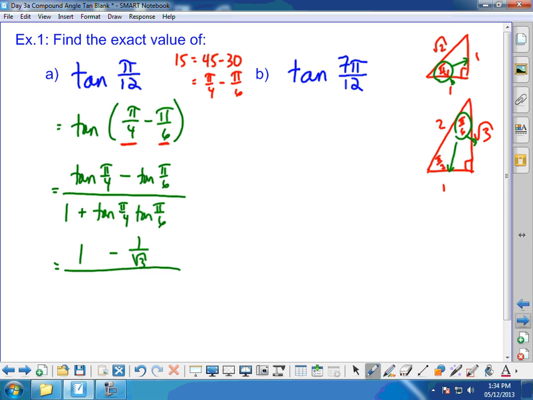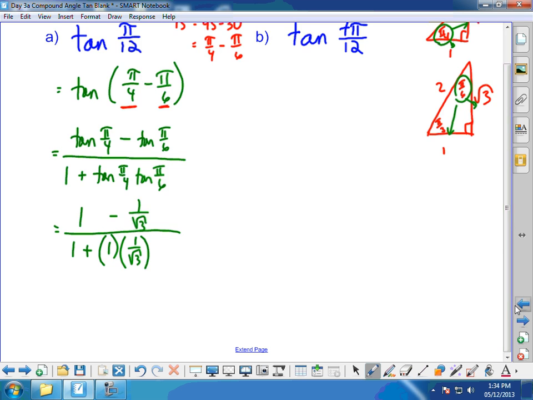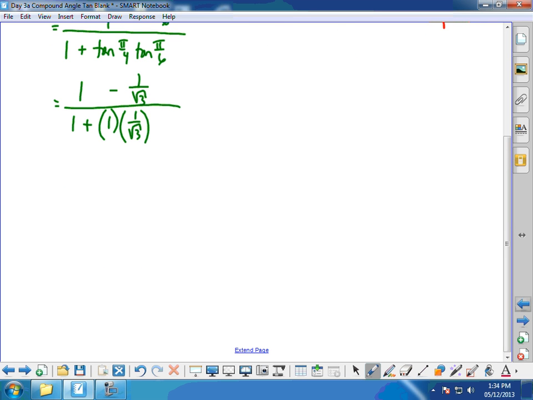All over 1 plus... tan of pi over 4 I just figured out was 1, and tan pi over 6 is 1 over root 3. So this is a pretty good answer. 1 minus 1 over root 3. On the bottom, obviously 1 times 1 over root 3 is just 1 over root 3. So we have that. So that's a pretty good answer.